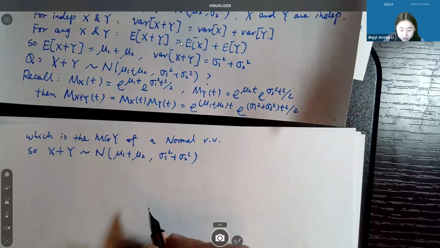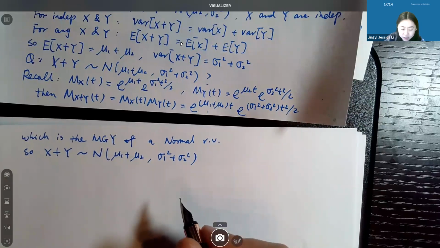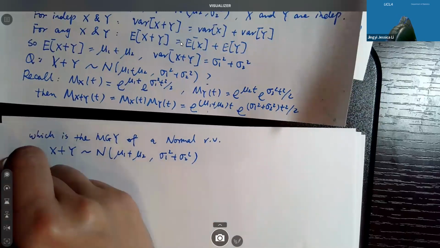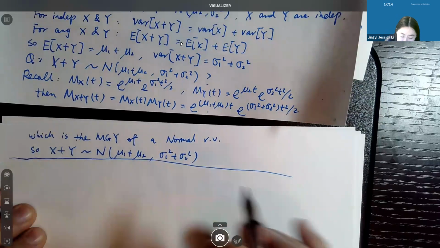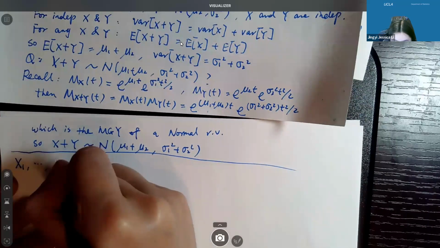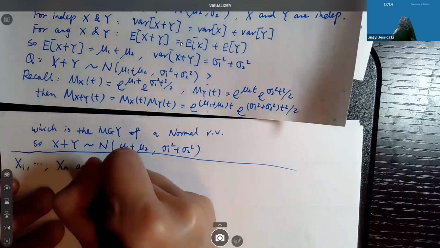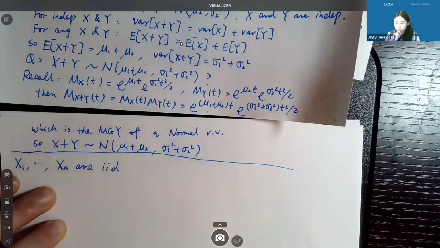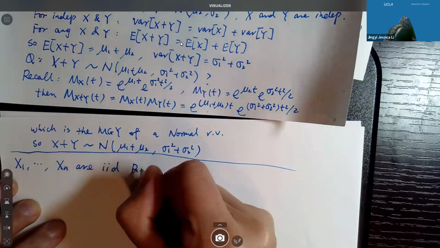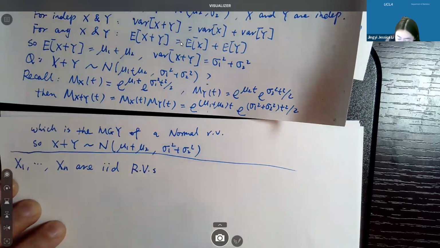Let's generalize the property to be the sum of not just 2 random variables, but n random variables. So now let's say that we have x1 to xn that are IID. Now we see this term again. What does it mean? It's independent and identically distributed. So they are from the same distribution, but they're all independent of each other. Independent and identically distributed random variables.